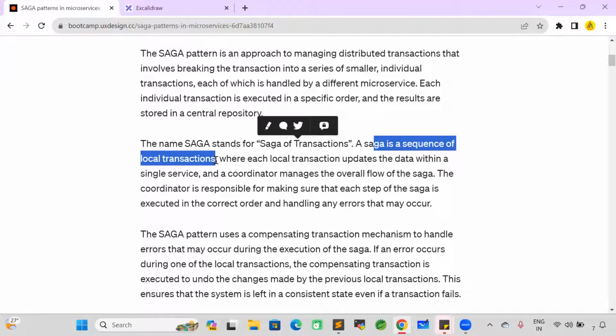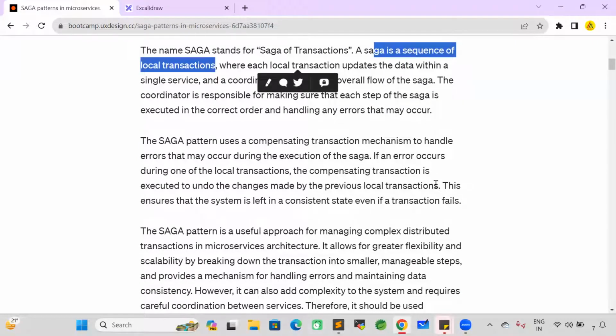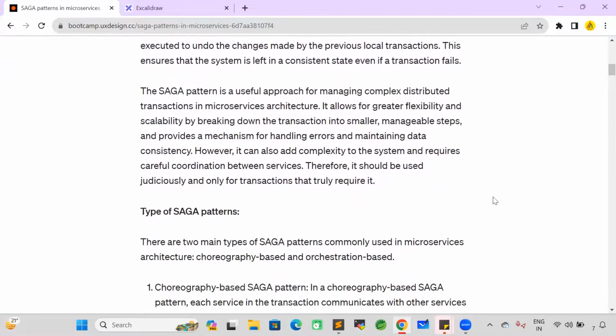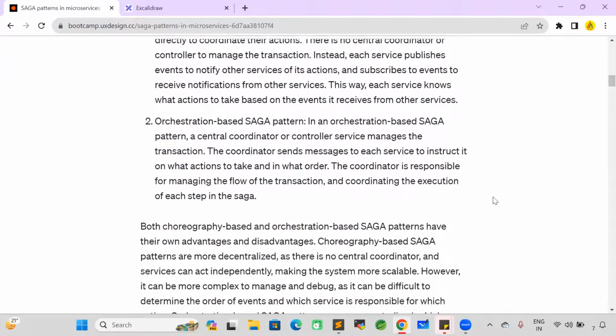So here, each transaction will update in the single service and coordinate with the other services which are available in the microservices project. Okay. Now, what is this SAGA going to do? SAGA will maintain its local transaction for every service and it will update all the transactions in the central repository. One central repository will be available in order to manage the distributed transactions in the application.